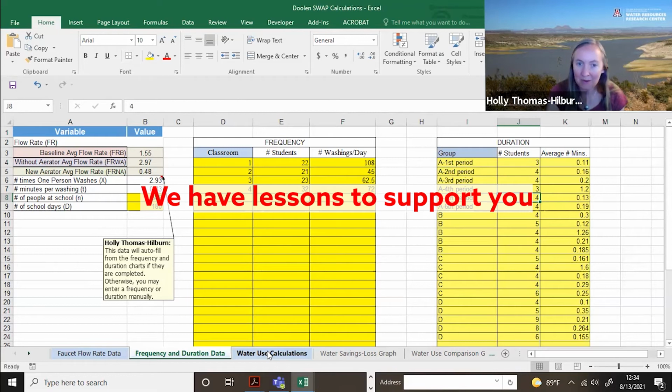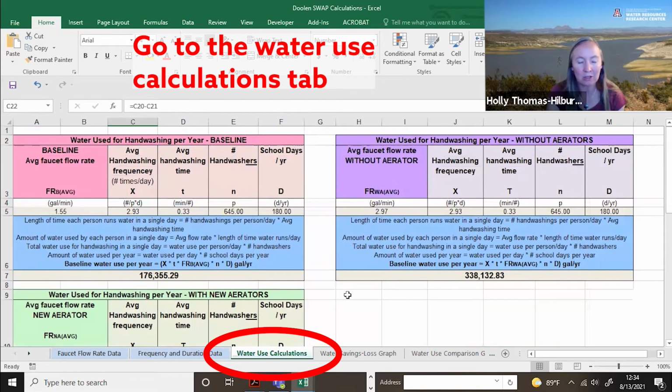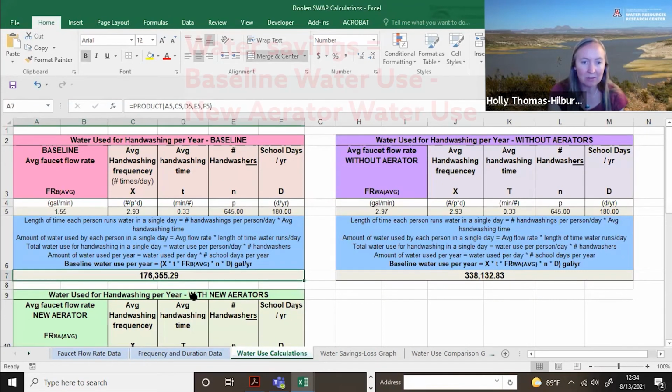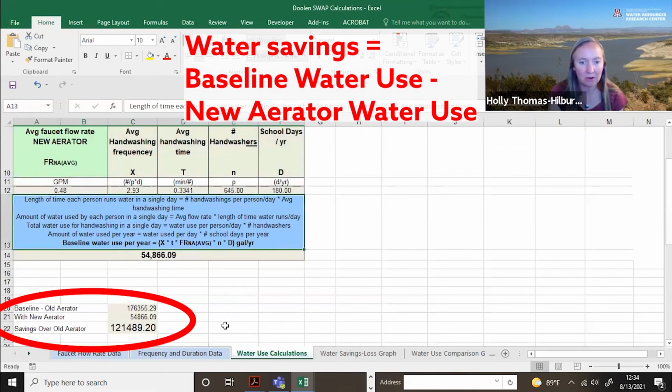But if you are ready to just see your calculations, they will automatically input here and show us your total water use and water savings. So note that these are color coded, but water used for washing hands per year with our baseline condition that was out before we did any action, and that's the amount there at the bottom. And it's showing the equation here, so you can see we're taking all of these numbers and multiplying them together. We've got the equation, and then we're here. This is without the aerators, and down here is with the new aerators.